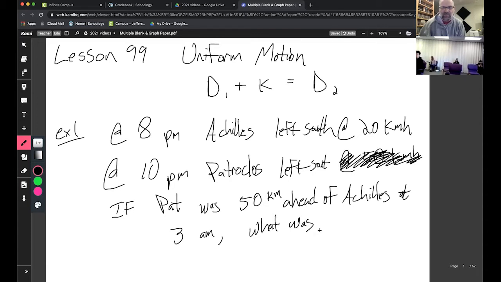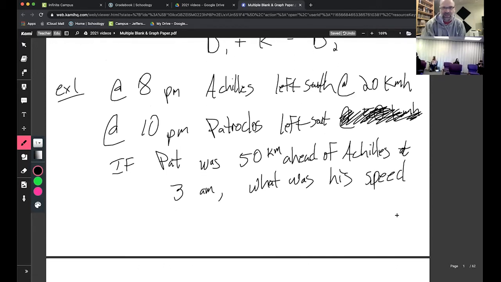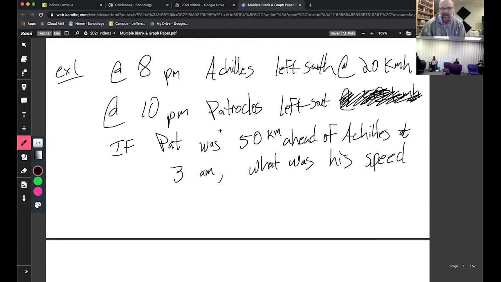So don't start mathing it. Let's just plug it into our equation. So this is a situation where we have the distance of one person, so the distance of Achilles plus a constant equals the distance of another person. So distance of Pat. So see how this says Pat was 50 kilometers ahead.